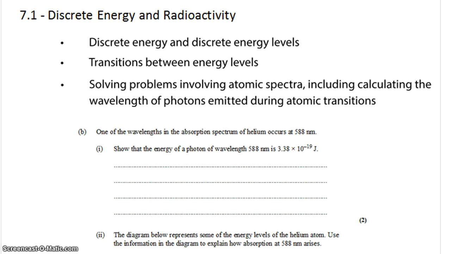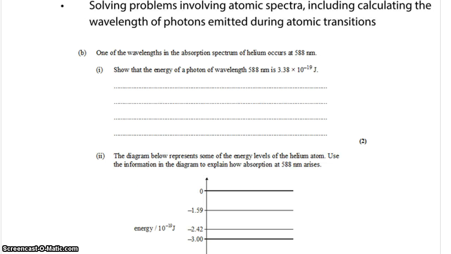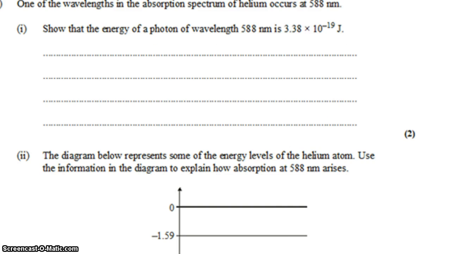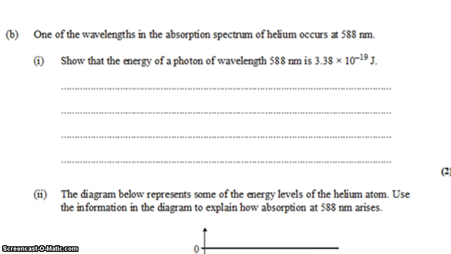We're looking at properties of light, so quantum properties of light. In this question we have one of the wavelengths in the absorption spectrum of helium, and it occurs at 588 nanometers. We want to show that the energy of the photon at that wavelength is 3.38 times 10 to the negative 19th joules. So we want to find the energy of a photon based on its wavelength.